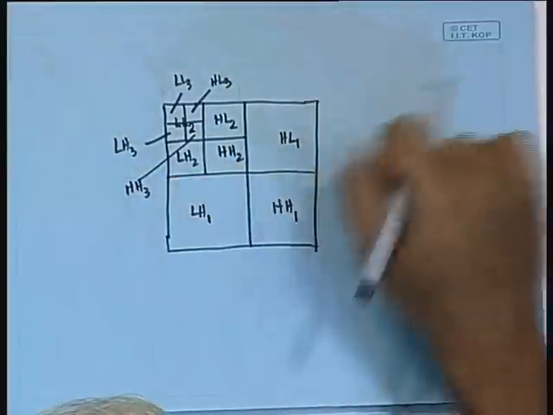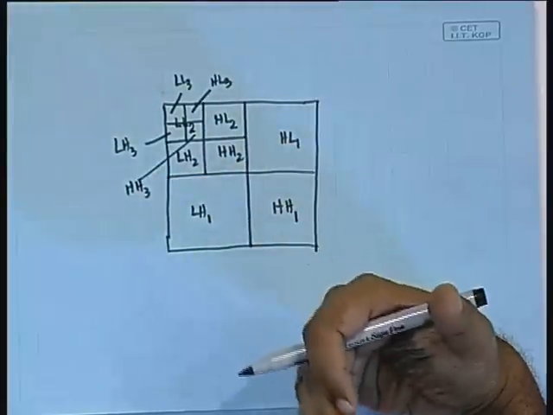So, we have gone one more step further, which means this is a typical 3 level decomposition, okay. And nothing prevents us from making a fourth level of decomposition or fifth level of decomposition. So, I can go further and further down.